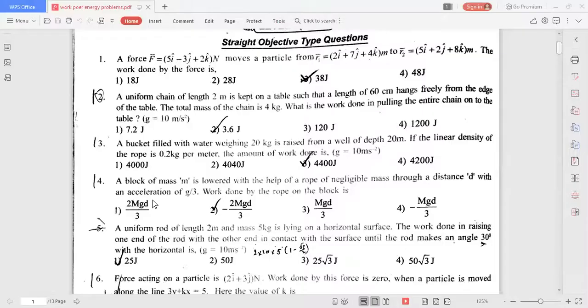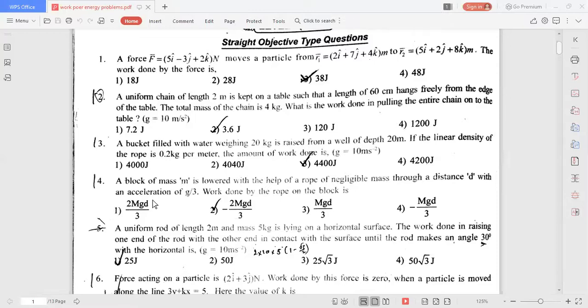You see the second problem? All of you see the second problem? That is very, very important. Second problem. A uniform chain of length 2 meter is kept on the table such that a length of 60 centimeter hangs freely from the edge of the table.